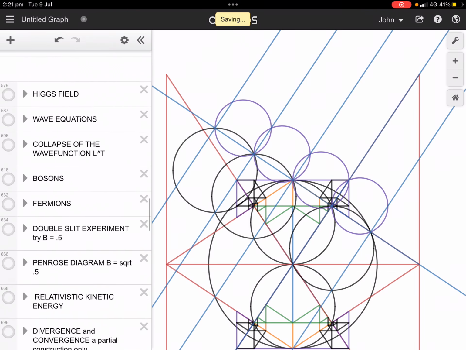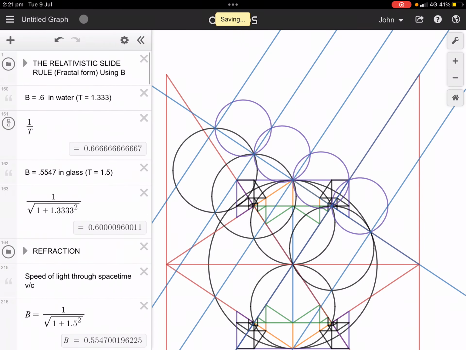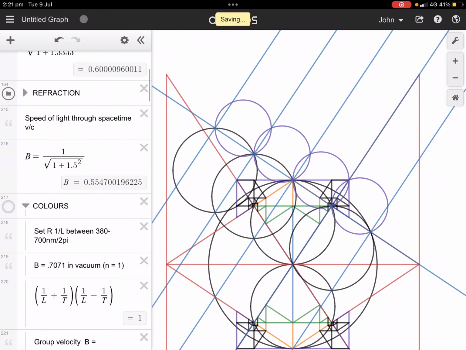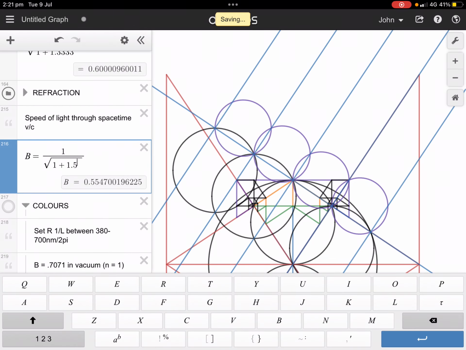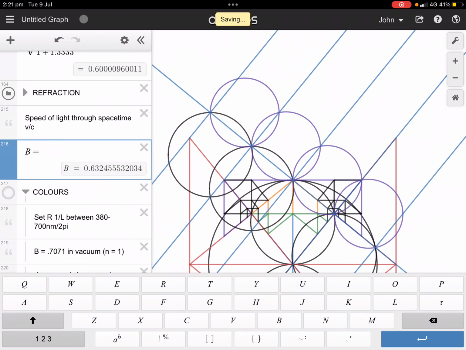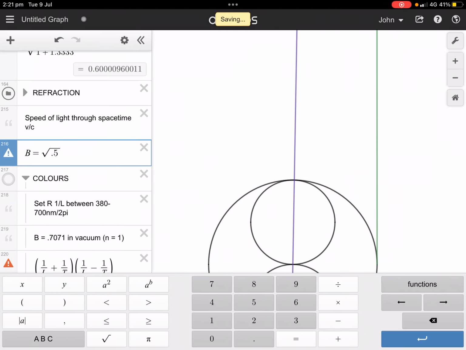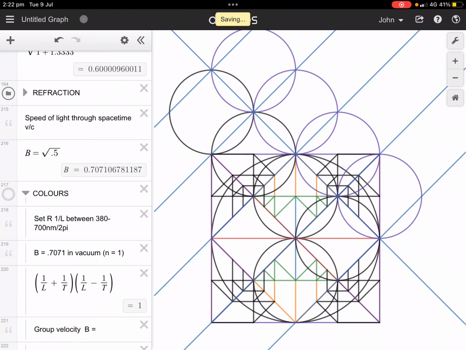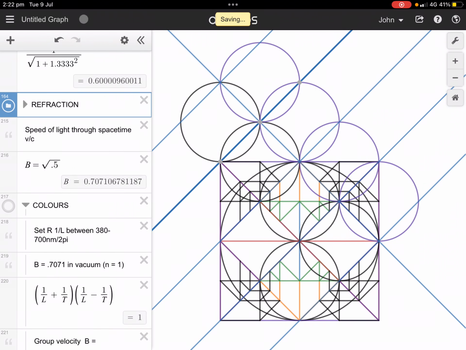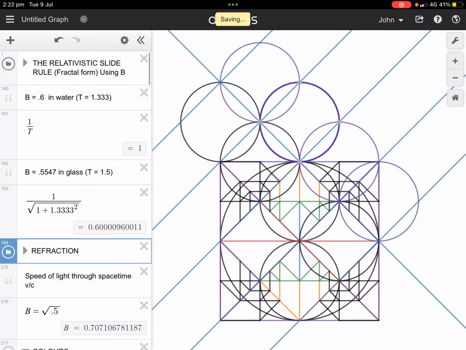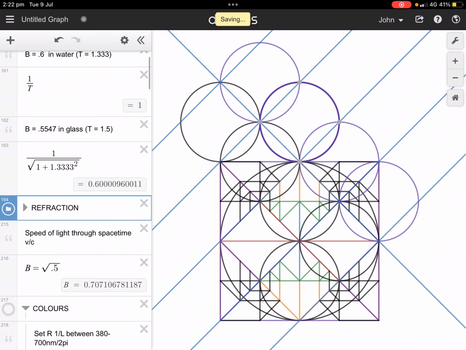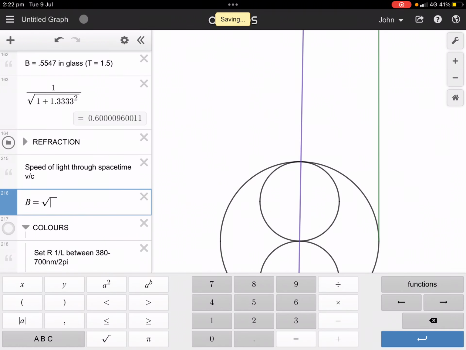Okay, so let's just get an idea. B can't exceed that, which is just through the vacuum. See that these are all the same size, these photons are all the same size. Okay, so let's just watch it.